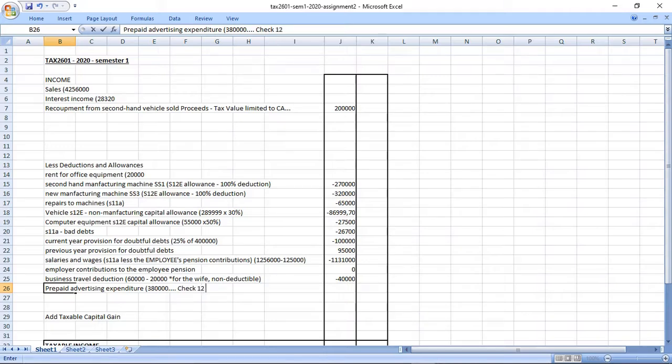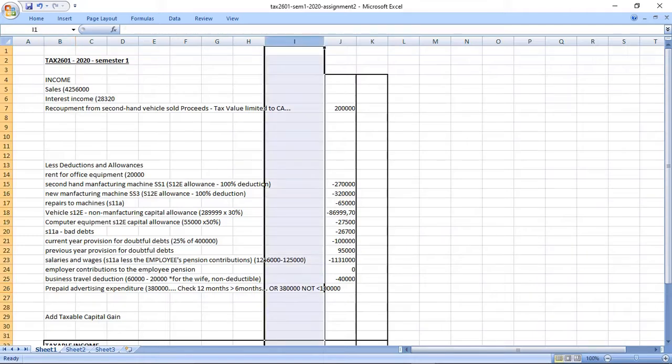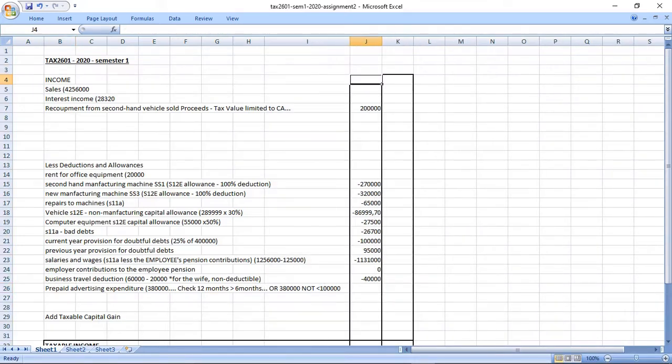Check. 12 months greater than 6 months. Okay, or 380,000. Okay, not less than 100,000. Right, so because it's not less than 100,000, you cannot claim the full amount. So I'm just going to put a note next to it, asterisk, cannot claim the full deduction. Okay, so you need to apportion it. All right, so how am I going to apportion that? Well, let's work it out.